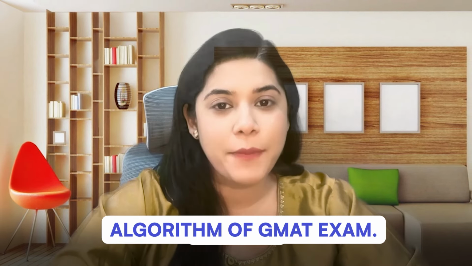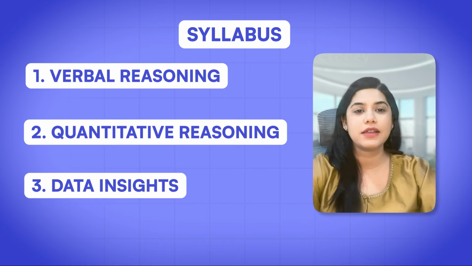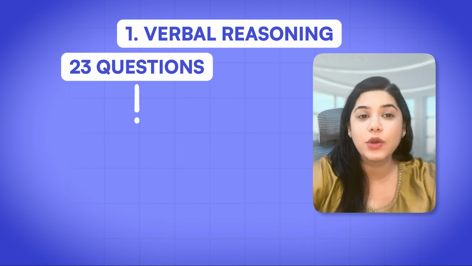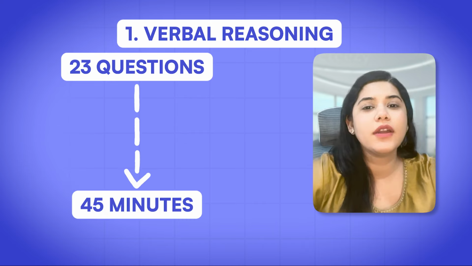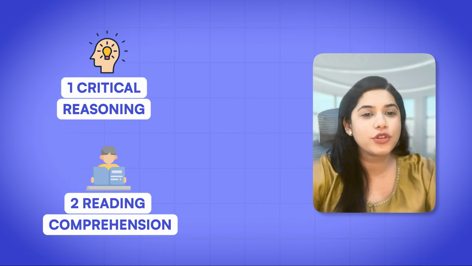When it comes to syllabus, there are a total of 3 sections: verbal reasoning, quantitative reasoning, and data insights. When we talk about verbal reasoning, you get to solve 23 questions in 45 minutes. There are 2 topics, critical reasoning and reading comprehension. The weightage of both the topics is exactly the same. You get approximately the same number of questions from reading comprehension as well as critical reasoning.